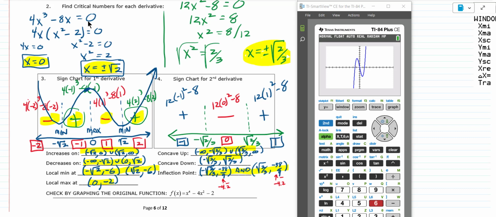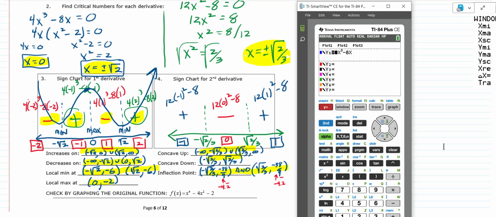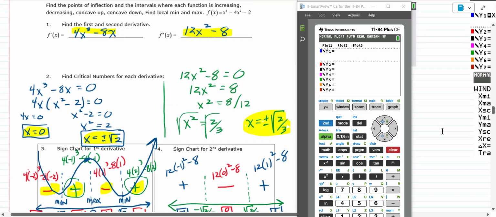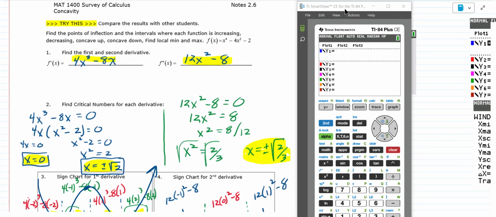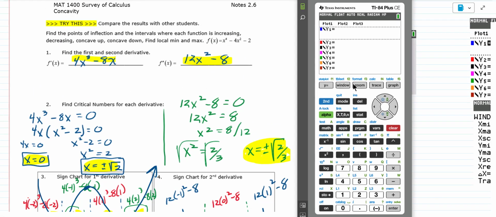The minimums are at negative root 2 and 2, and the maximum is at 0. Now, what you can do to get the y values of the local min and max is go back and graph the original function. So the original function was x to the fourth, and then minus 4x to the second, and minus 2.